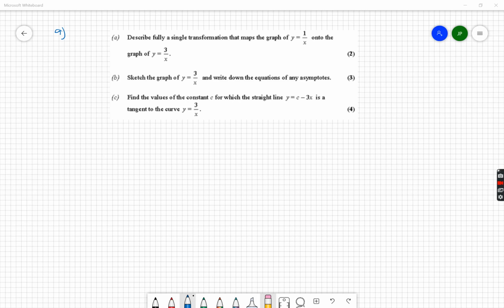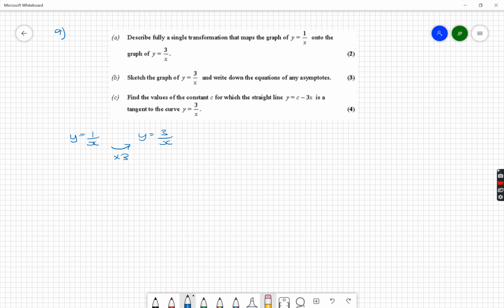So describe fully a single transformation that maps the graph of y equals 1 over x onto the graph of y equals 3 over x. Okay, so I'm being asked to go from y equals 1 over x to y equals 3 over x. So we're looking at transformations of functions. Well, to go from one to the other, I'm timesing by 3.